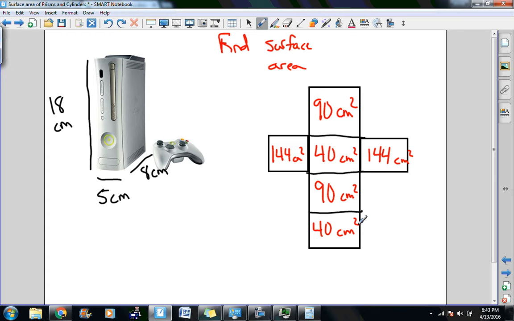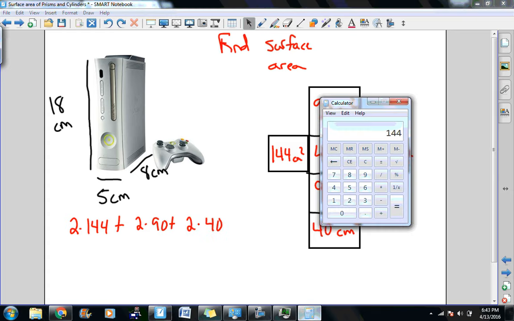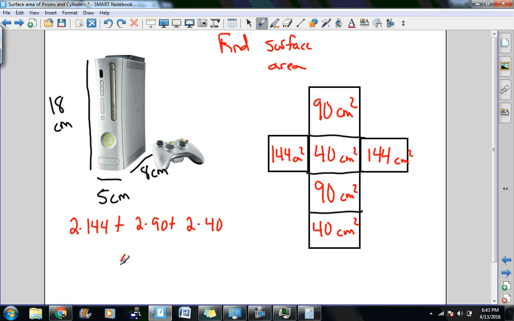Now, in order to find the volume, or sorry, surface area, not volume, you would then simply do 2 times 144 plus 2 times 90 plus 2 times 40. And when you are working with these objects, you are certainly allowed to use a calculator. So this would be 288 plus 180 plus 80, which gives me a surface area of 548 square centimeters.